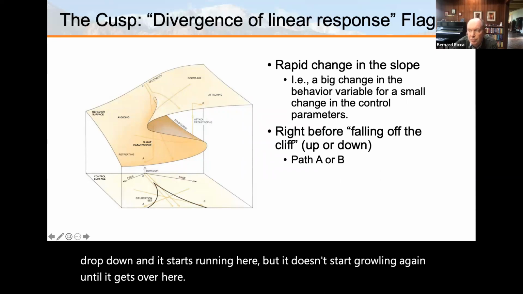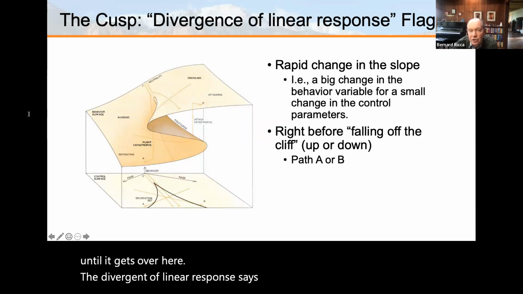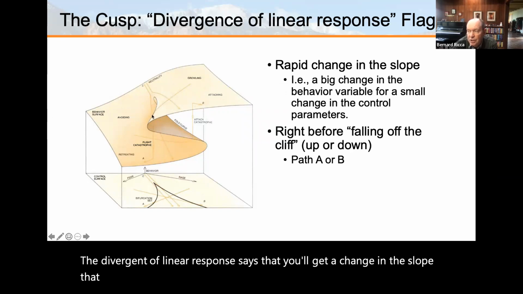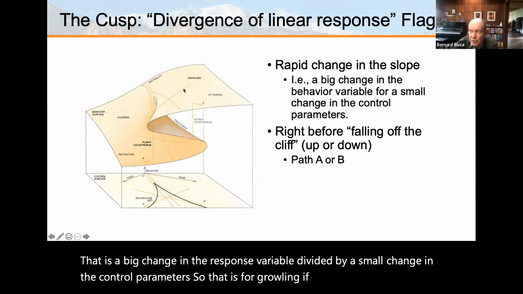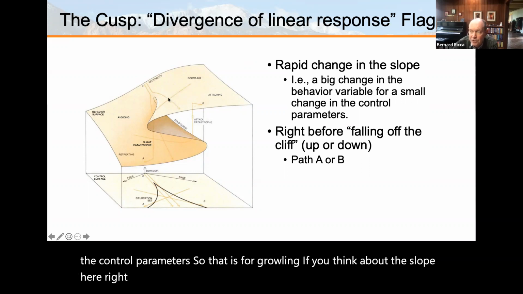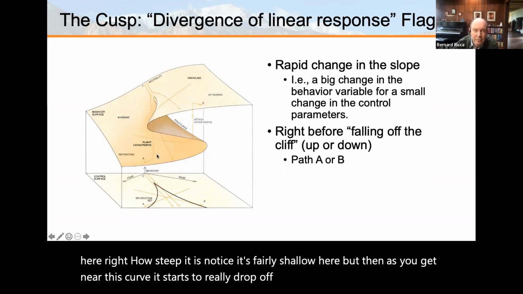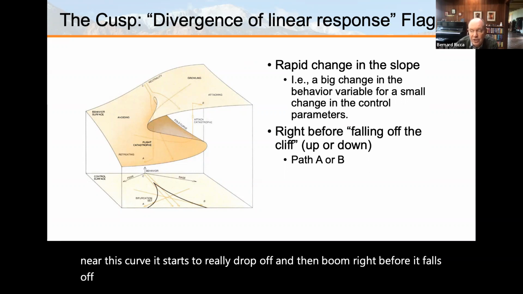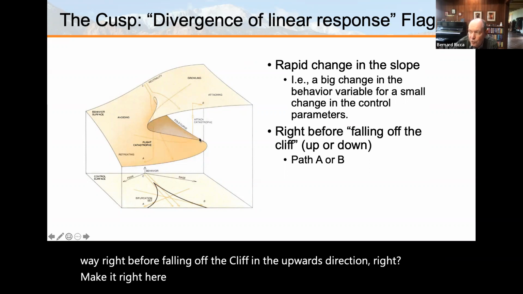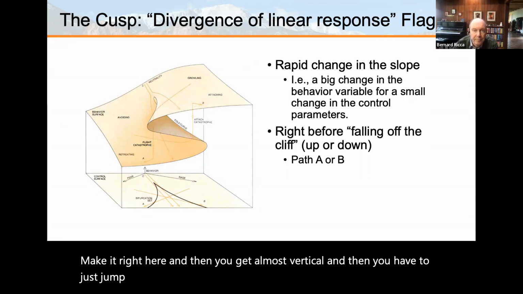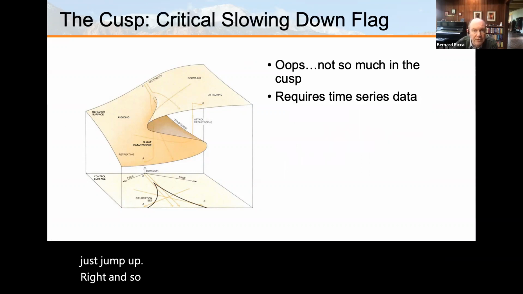The divergence of linear response says that you'll get a change in the slope. That is a big change in the response variable divided by a small change in the control parameters. So for growling, if you think about the slope here, how steep it is, notice it's fairly shallow here, but then as you get near this curve, it starts to really drop off, and then boom, right before it falls off the cliff, you have a very steep slope. And likewise, going the other way, right before falling off the cliff in the upwards direction, you get right here, and then you get almost vertical, and then you have to just jump up. And so we see some of these types of things.